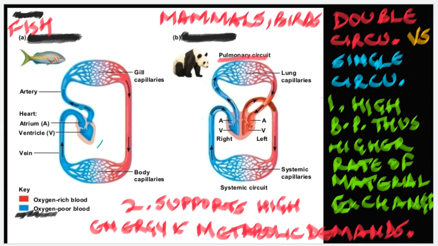Let us just see what is the case in mammals and birds. Right. So now this is the heart of mammals or birds, which is a 4-chambered heart. Now birds and mammals have a 4-chambered heart. Fish has a 2-chambered heart. Now we've studied the 4-chambered heart in greater detail in our previous lesson.